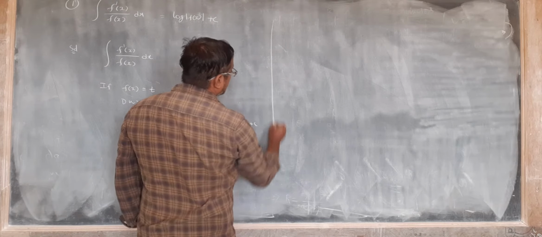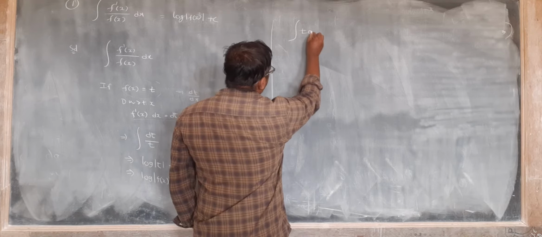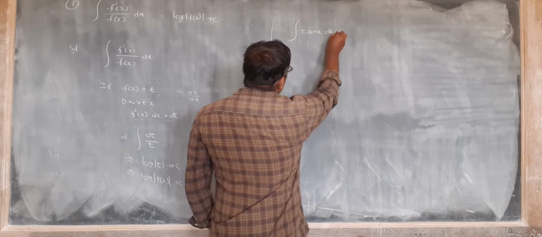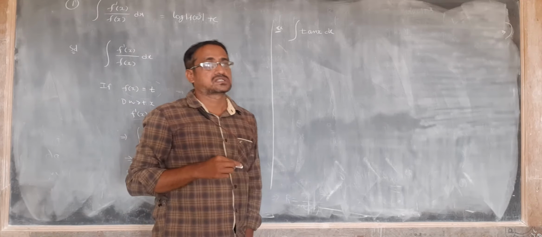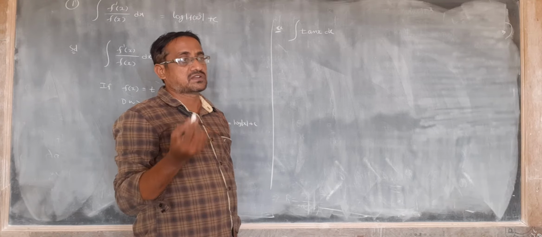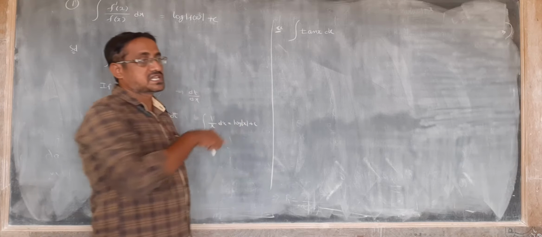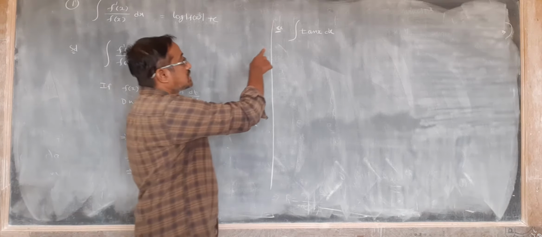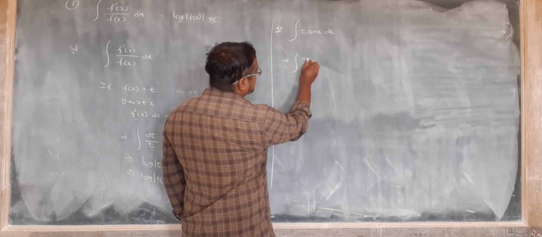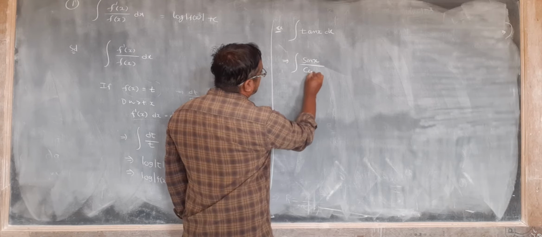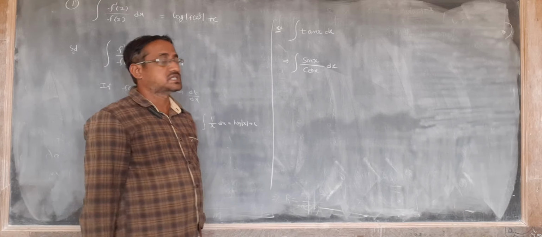Now let us see one problem. Integral tan x dx. We don't know the integration of tan x. We know the differentiation of tan x. Differentiation of tan x is secant square x. So we know the integral of secant square x is tan x. But here they have asked to find integral tan x. Now integral tan x can be written as integral sin x by cos x dx.